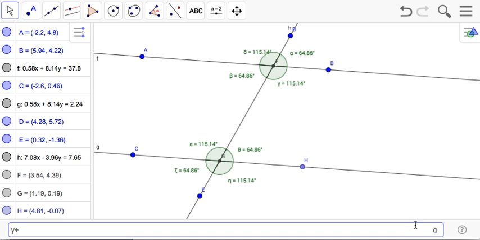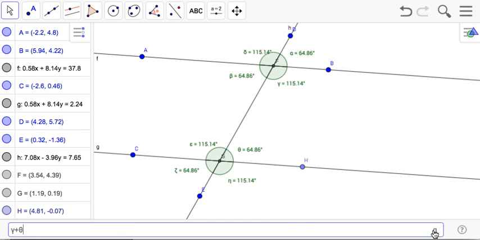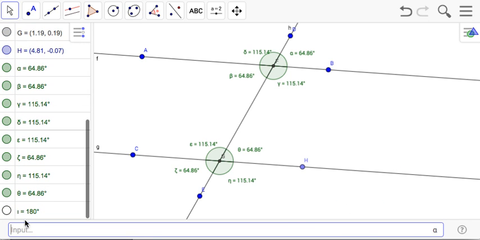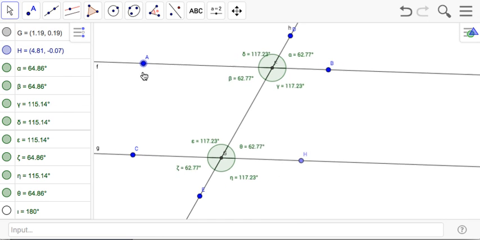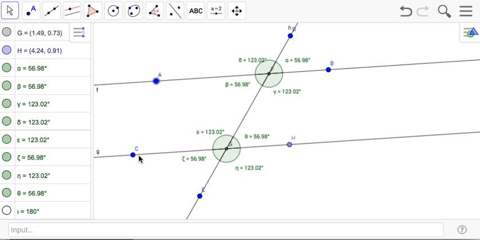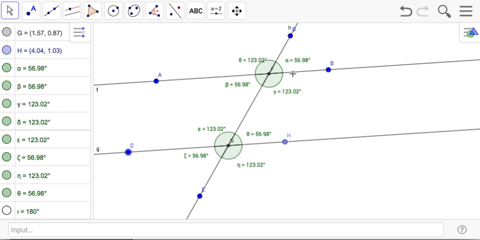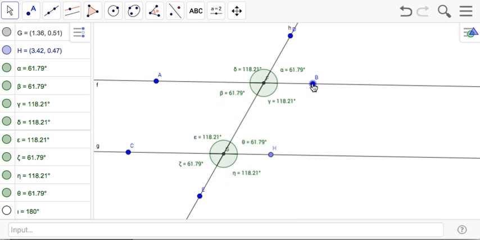I got that angle wrong. Let's try to find it. I think I got it right that time. And if I scroll down, indeed, the sum of those two angles is 180 degrees. And what I can do is verify that that's always true by moving the original lines. And while the angles change, that sum always stays the same.